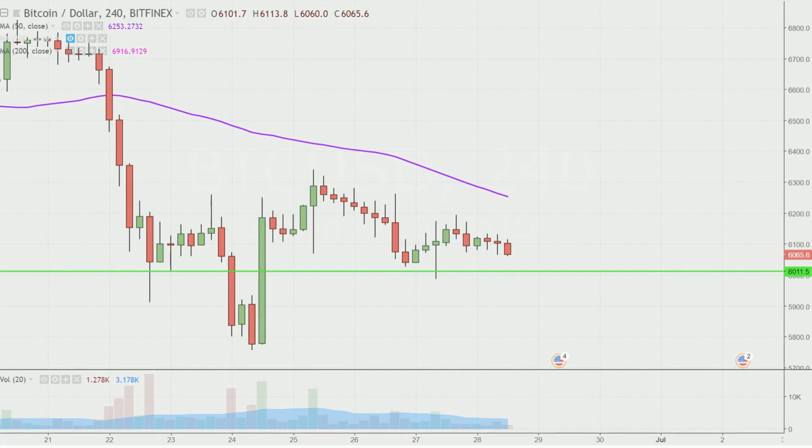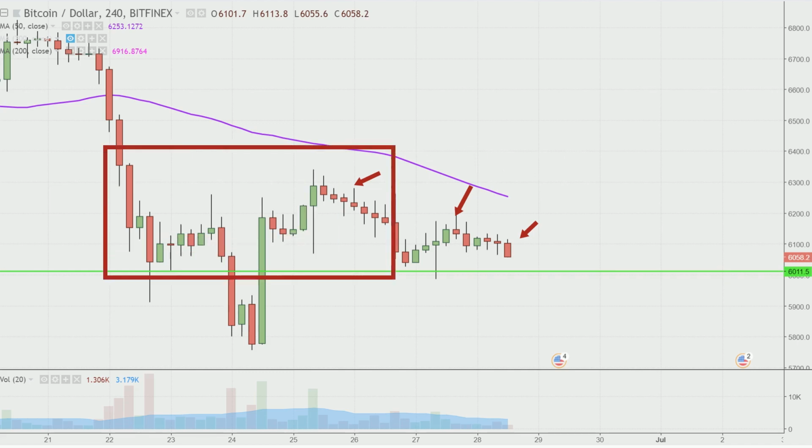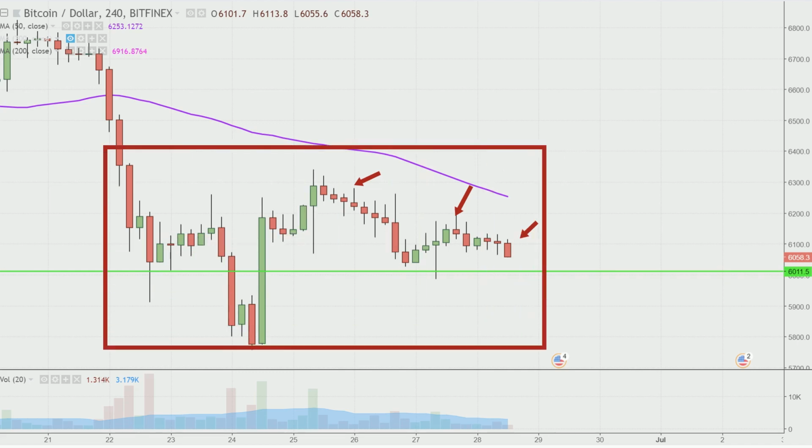Real quick, what do I mean by 4-hour, in case maybe you're new to charts? Instead of each one of these candlesticks representing 1 day's worth of price action, which is what you would normally see, each one represents 4 hours. So while this may look like a few weeks' worth of time, it's actually just the past few days broken down into 4-hour time slices.